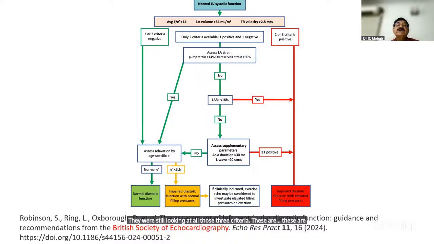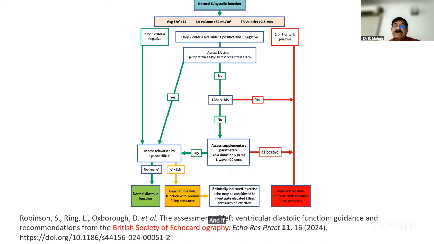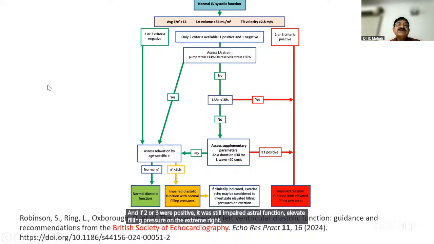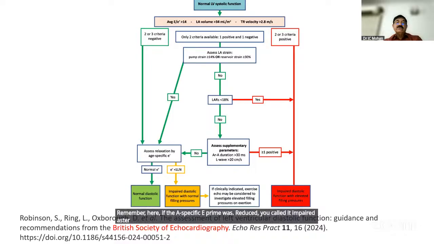We are talking of individuals who have normal ejection fraction. We are looking at again three parameters: average E to E prime more than 14, LA volume more than 34, and TR velocity more than 2.8 meters per second. If two or three were positive, it was impaired diastolic function with elevated filling pressure, on the extreme right. On the extreme left, if two or three were negative, and of course the age-specific E prime was also normal, you declared it normal diastolic function. Remember here, if the age-specific E prime was reduced, you called it impaired diastolic function with normal filling pressure.